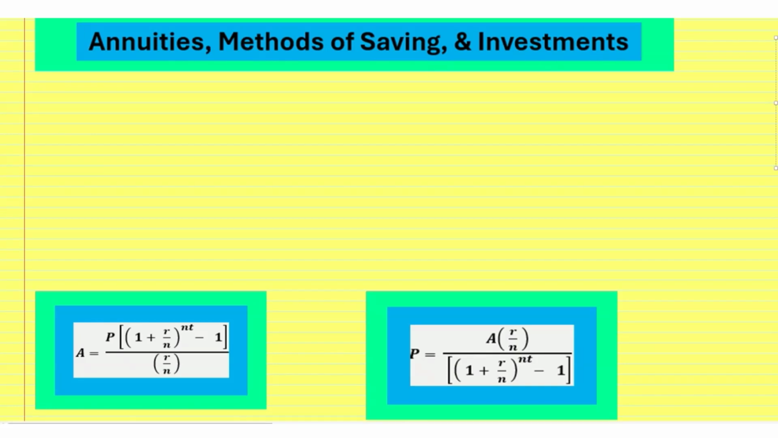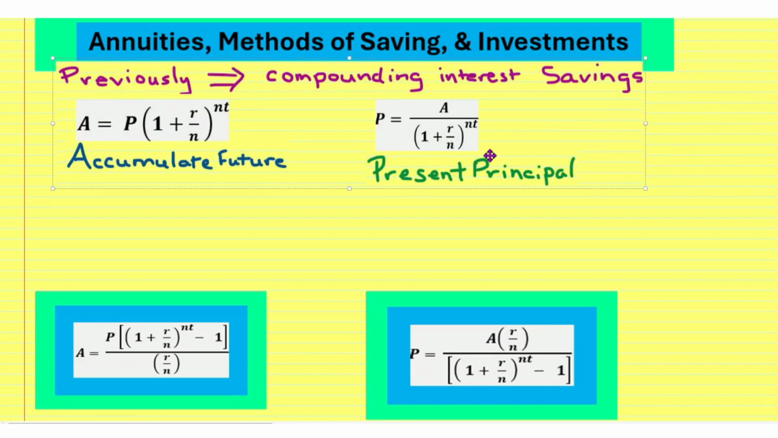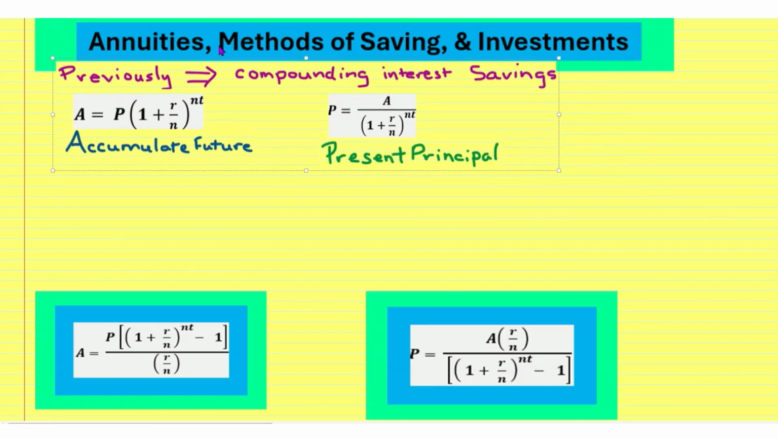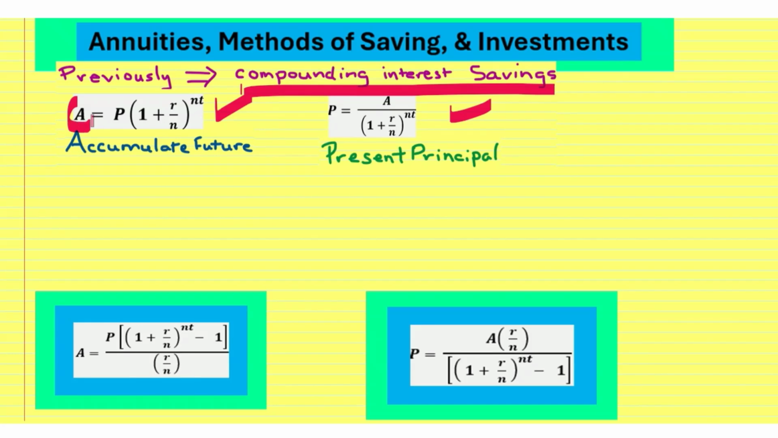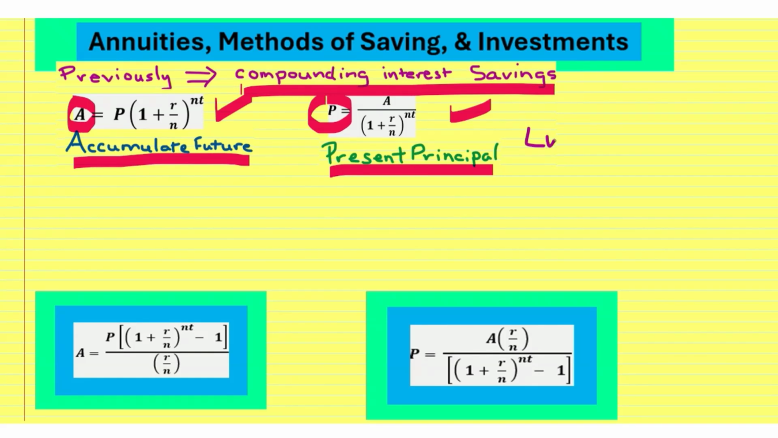But before we jump right into annuities, I want to talk about something that we previously talked about and the formulas that we used. We had compounding interest savings accounts, and we used these two formulas, this formula and this formula. The A stands for the amount of money that you're going to accumulate in the future. The P in this formula represented the present principal amount, and it also was a lump sum. There was a big pile of money that you were going to put into this account and kind of leave it there for a period of time in order to earn interest.